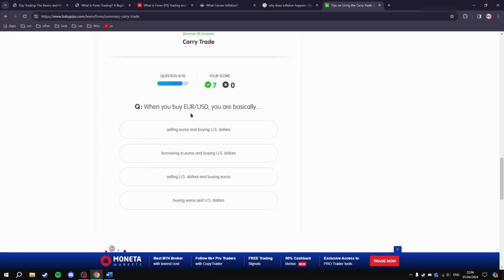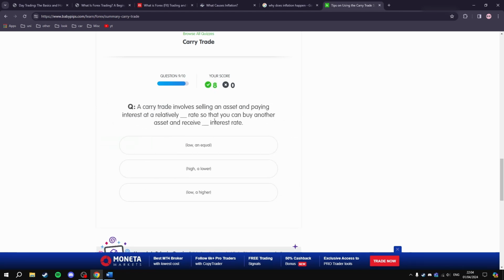When you buy EUR/USD, you are basically buying euros and selling US dollars, borrowing in US dollars and buying euros. It's the first one or the third one. Selling euros, no, you're buying euros.